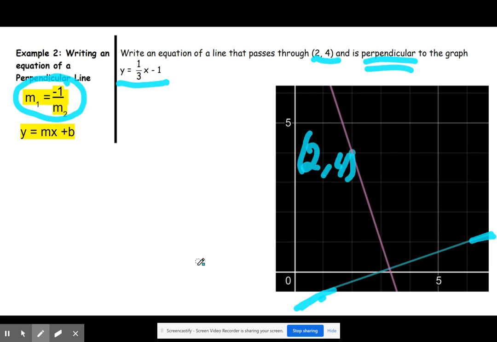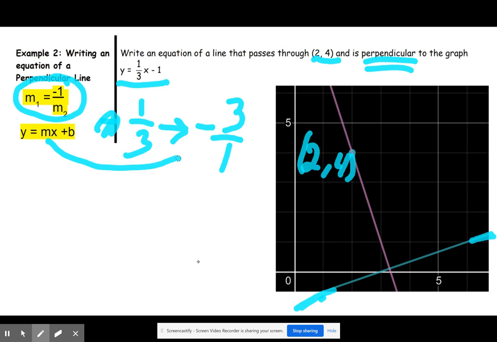Okay, so let's find our slope first. The negative reciprocal of 1/3: that becomes a negative, and remember the 3 goes on top and the numerator goes on bottom. So what is my slope going to be? Well, it's going to be -3. Okay, so I know right off the bat that this right here is -3. -3/1 if you want to be technical.